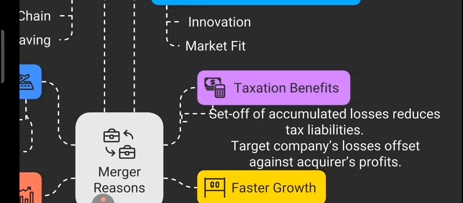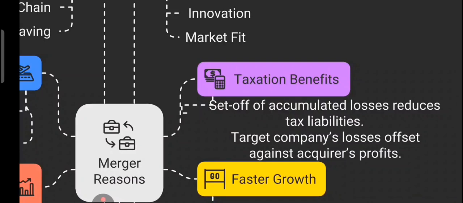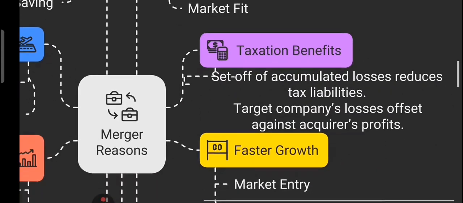Merger allows a company to offset accumulated loss, reducing the overall tax burden, right? So whatever loss has been accumulated, merger allows the company to offset that and reduce the overall tax burden, right? So this is the taxation benefit of merger.